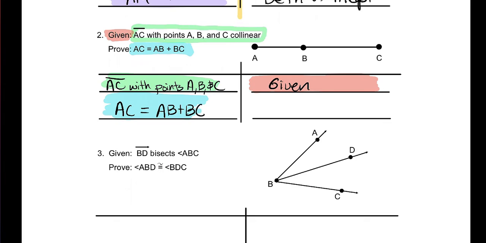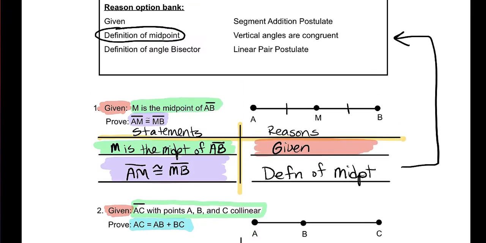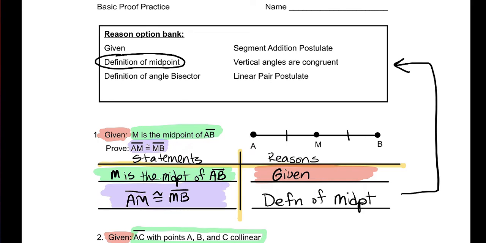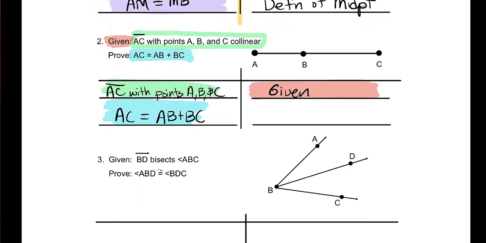This was one of the rules that we learned in Unit 1, I think on the third day of class. That is the segment addition postulate. We are adding segments together to equal a longer segment. You may be using these reasons more than one time on your worksheet, so don't cross them out in the reason bank, but I wanted to point out which one we're using here. Segment addition postulate. We are adding two segments to equal a longer segment.